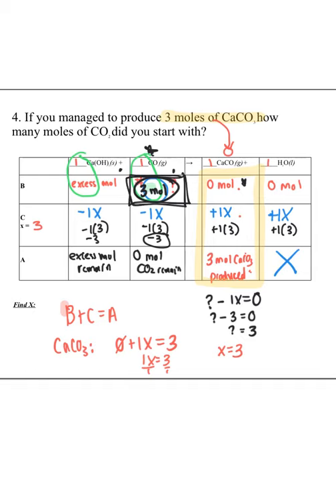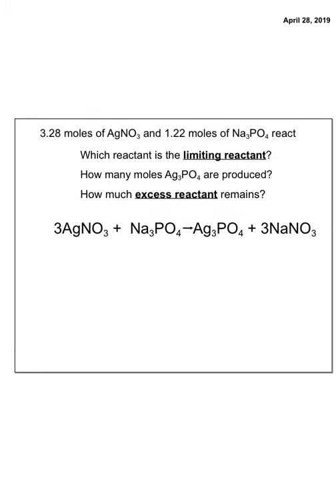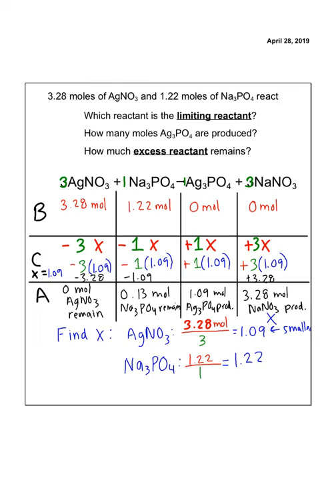There's my final answer. All right, now let's get into a more typical problem with limiting. So we're starting with 3.28 moles of AgNO3 and 1.22 moles of Na3PO4. We want to know what the limiting is, so that's the one that runs out first. We want to know how much of this is going to be produced, and we want to know how much is left over of the excess. Because yes, we have excess of one of these, more than we need, but we're using some of it, so there's going to be some left over that we can calculate.